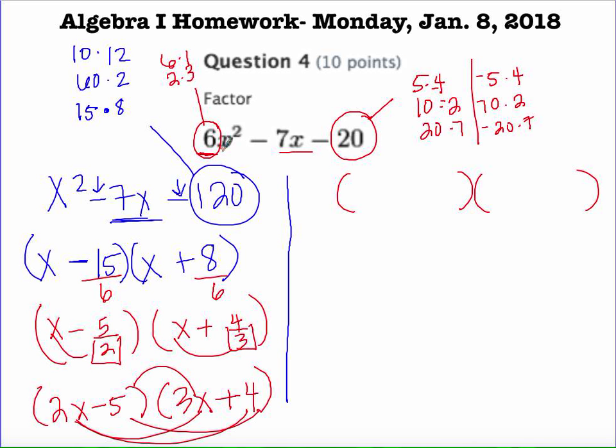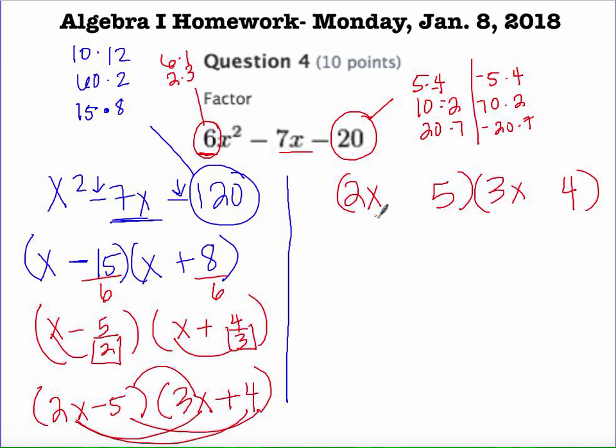So I am going to try the 2 times 3 first, 2x times 3x. And since I know I have to have a difference, I already know that the signs have to be different. I'm thinking 2 times what and 3 times what. So I'm probably going to use the 5-4 combination. So let's just say I use 5 here and 4 here.